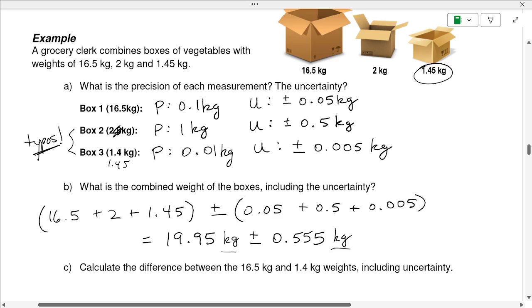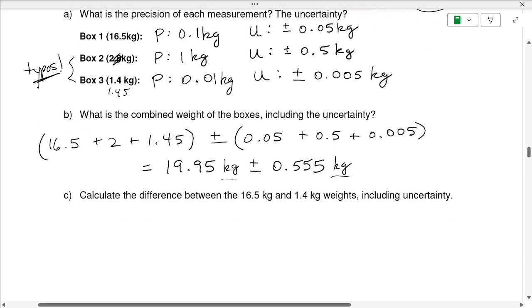And okay, calculate the difference between the 16.5 and the 1 point, that's actually again supposed to be a 1.45 kilogram weight. Okay, so the difference, what does difference tell you to do in math? If you're looking for a difference, what operation are you doing?